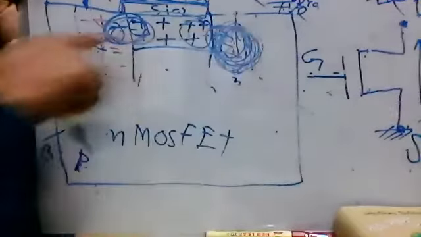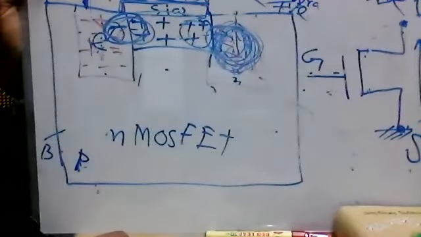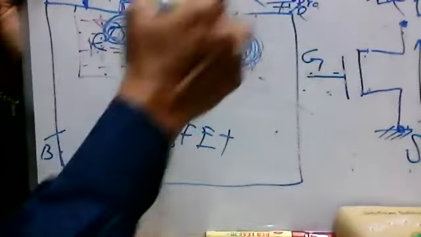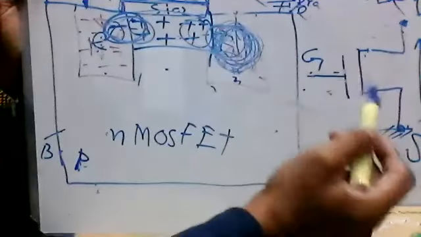Can the current flow? Can the electrons flow? There will be no current also in case of negative voltage. So we must apply positive voltage in order to operate.